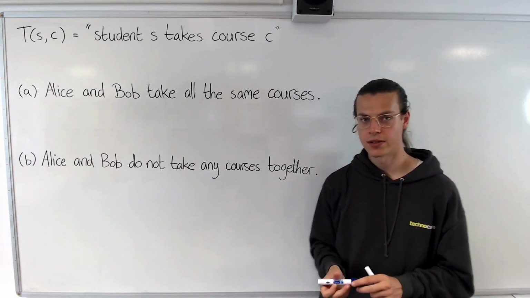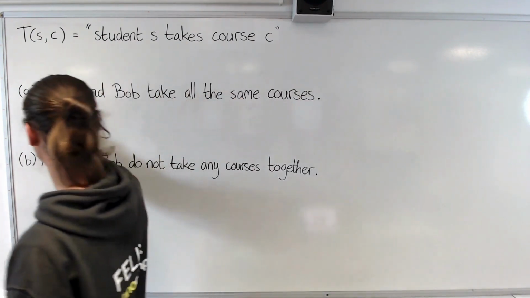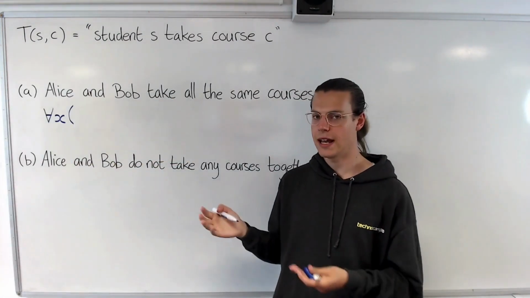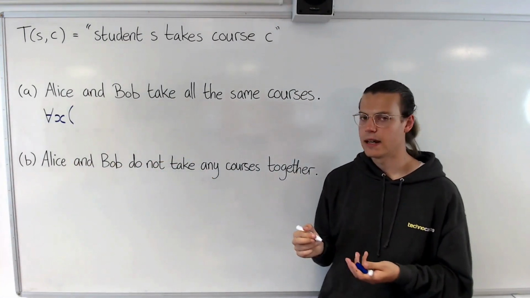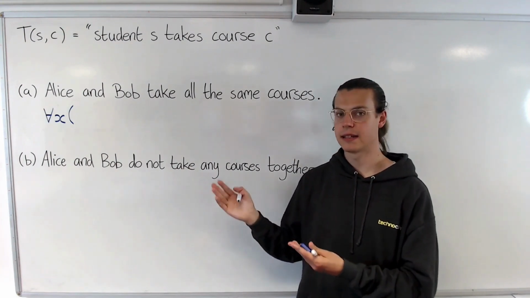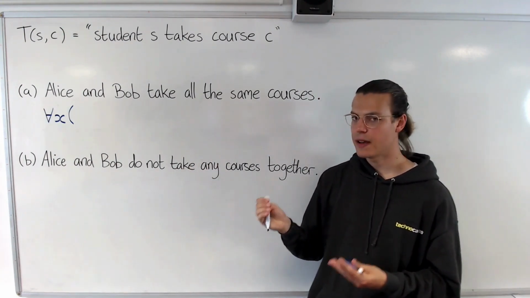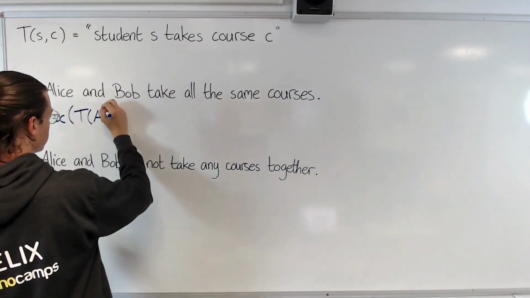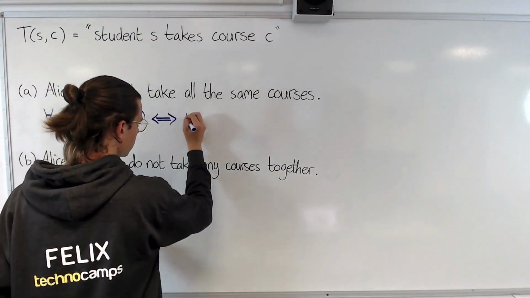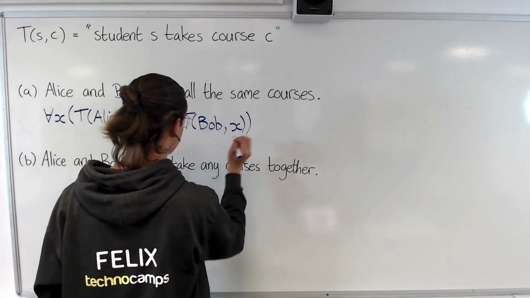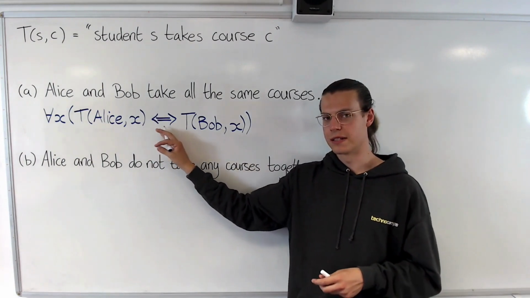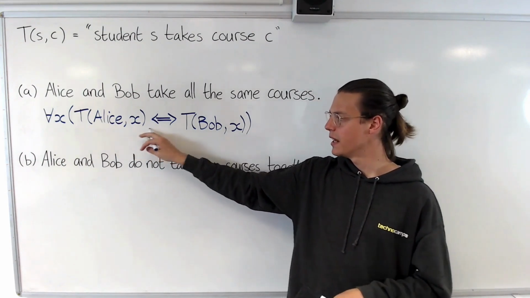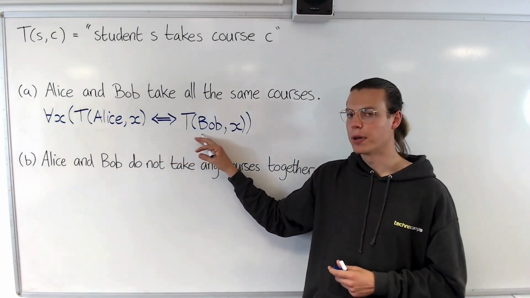So we start with the universal quantifier. For anything X, and now we say Alice takes course X if and only if Bob takes course X. And we use this operator. This is the equivalence operator. So Alice takes course X if and only if Bob takes course X.